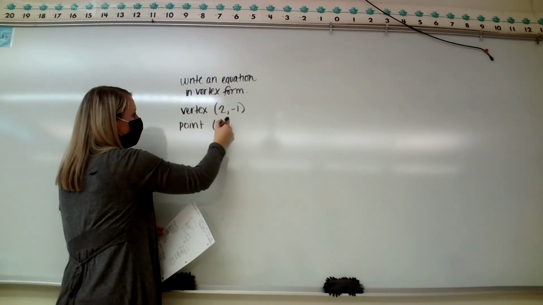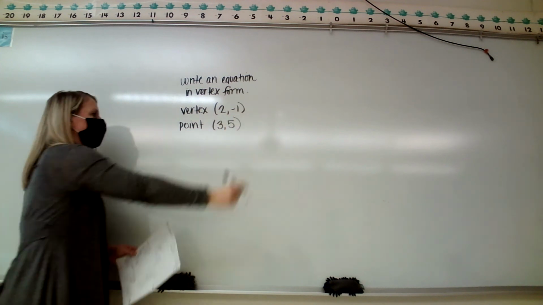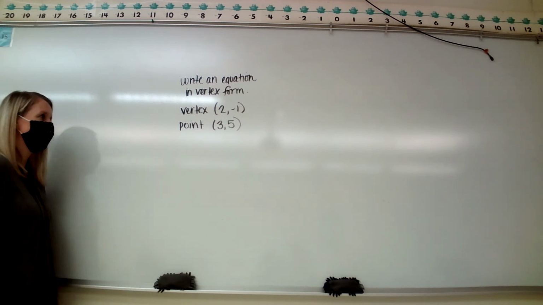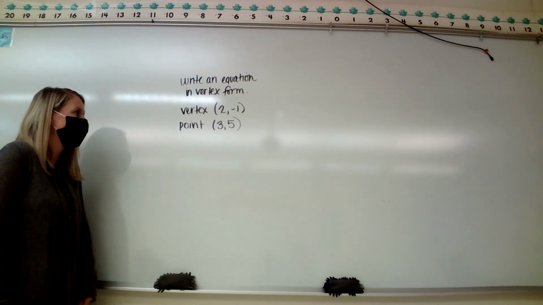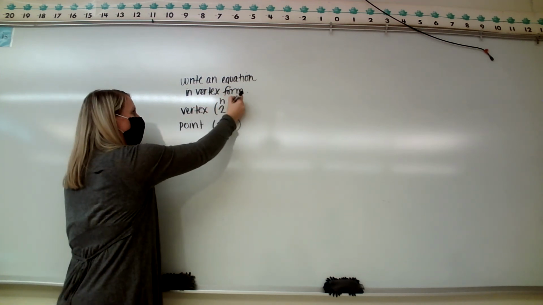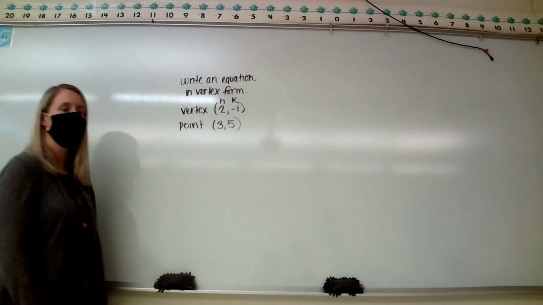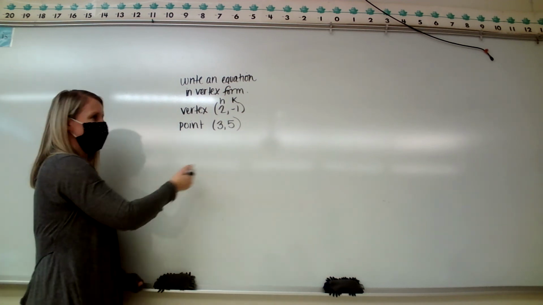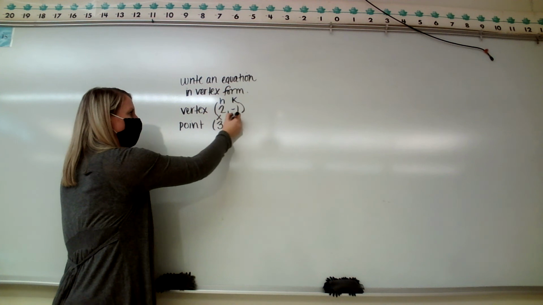So my main goal is... okay, I don't know what the heck to do. So if you never know where to start, just label what you have. A vertex, I know two things. I know H and K. So it's really just a special point, because it's the middle of the thing. A point is just a regular point. We label that X and Y.